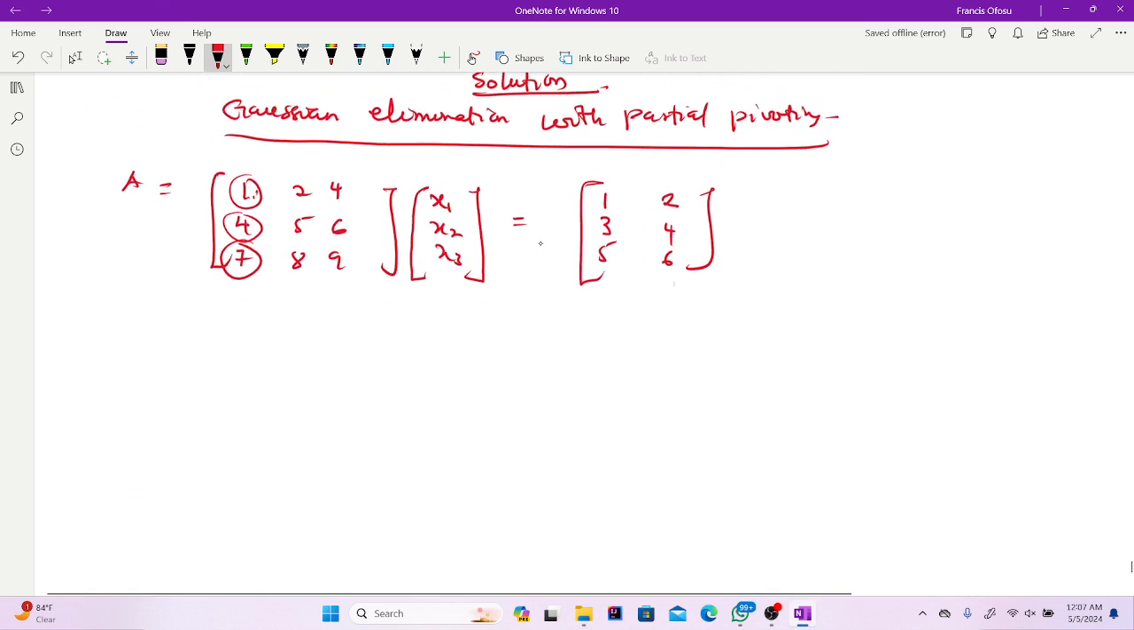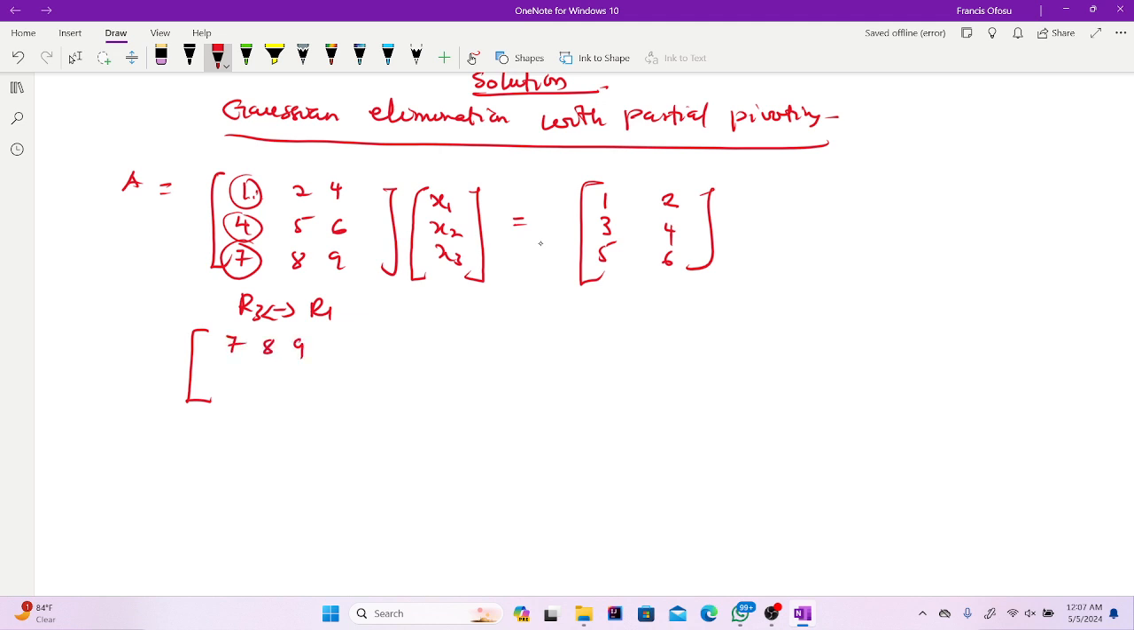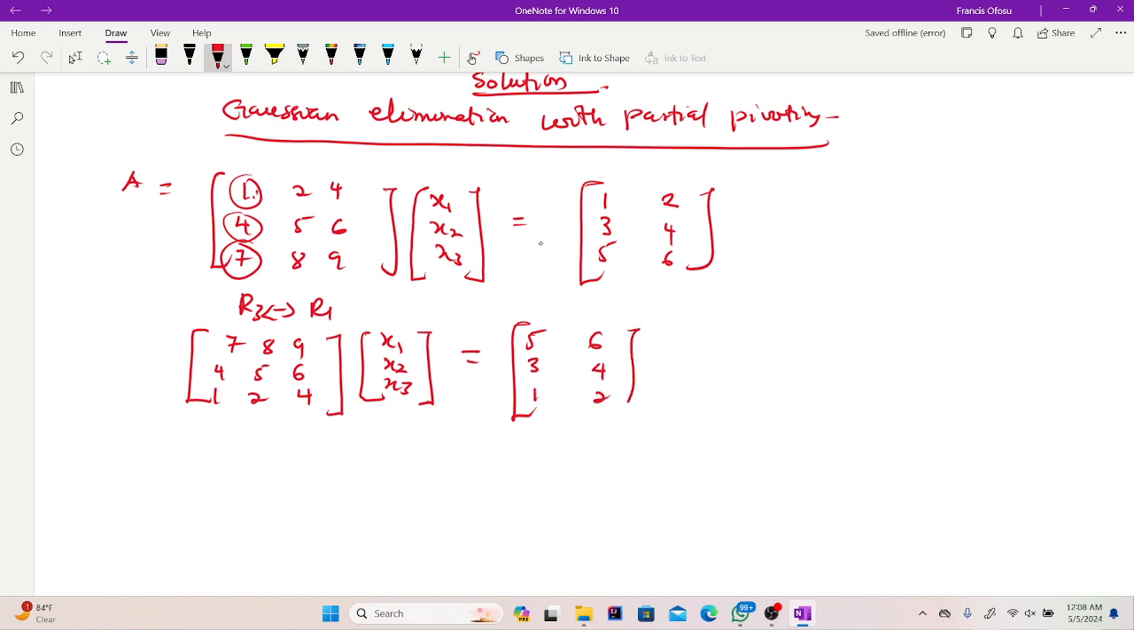With this, my first row operation is row 3 moving into row 1. So my row operation gives me 7, 8, 9, 4, 5, 6, 1, 2, 3. Then I have x1, x2, x3. On the right hand side, the entries move up accordingly, and I have 3, 1 and then 4, 2 here. So it's the same as the usual.